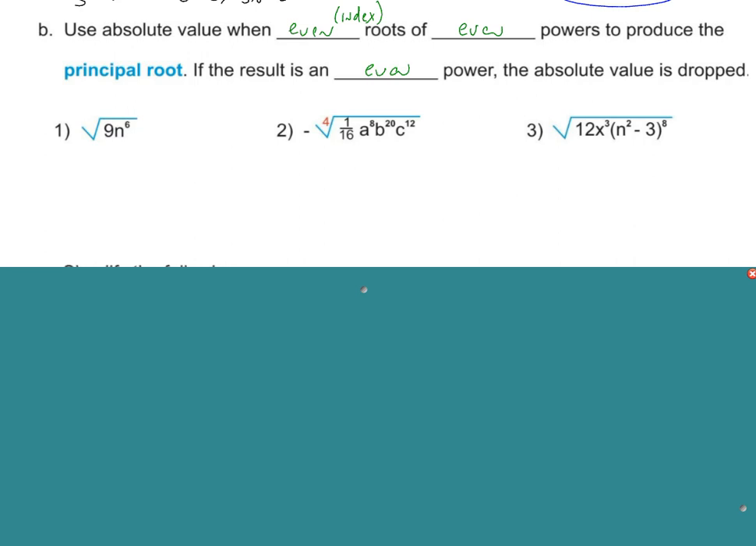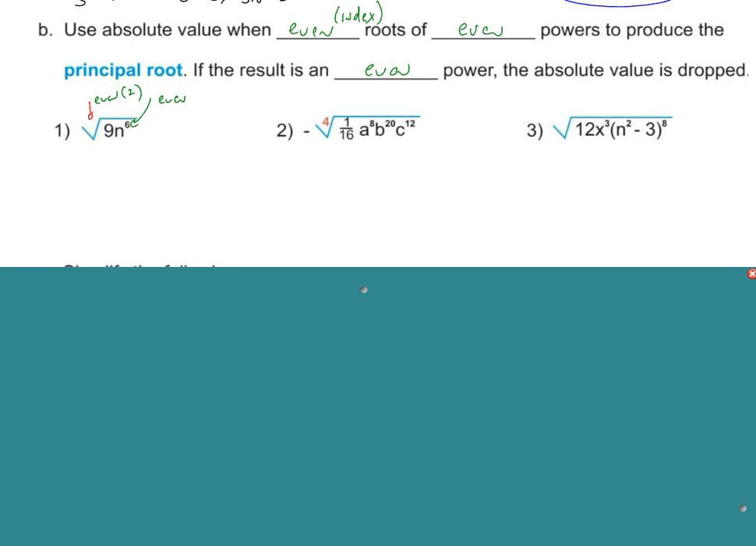Oh, man, a lot of evens. All right, confusing, I understand. Let's see if we can sort it out. So the condition is even roots of even powers to produce the principal root. So we're after just the principal root. So here's the situation. This first one is an even root, right? Because again, it's a 2 and it's not shown. And we have an even power.